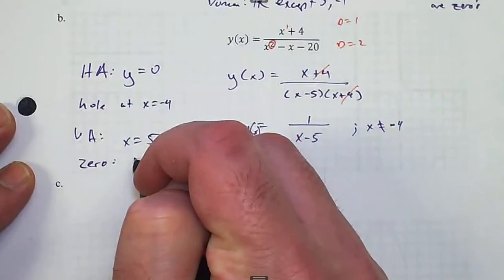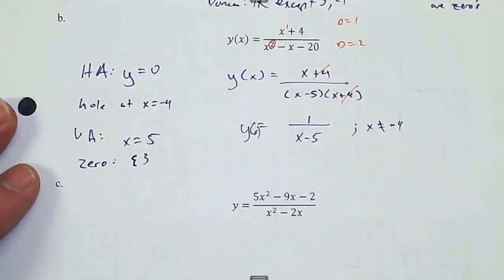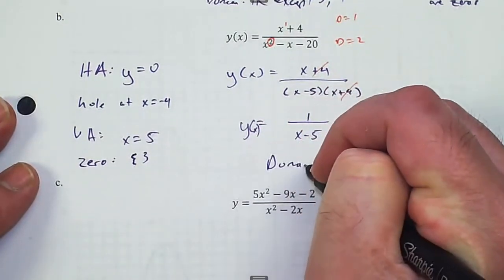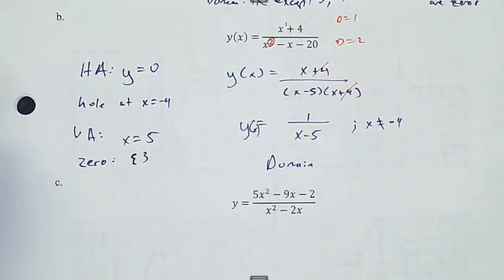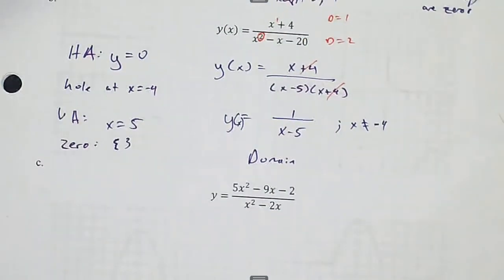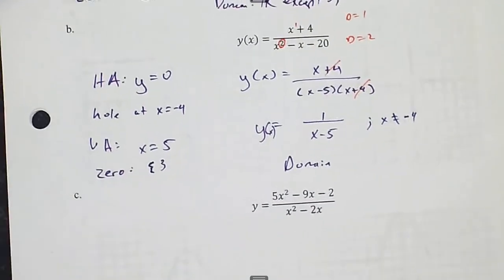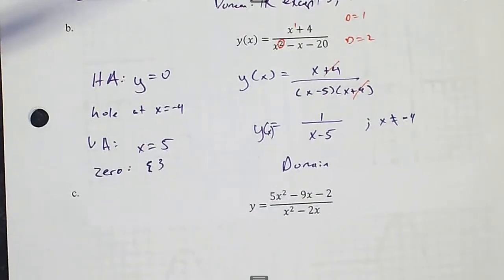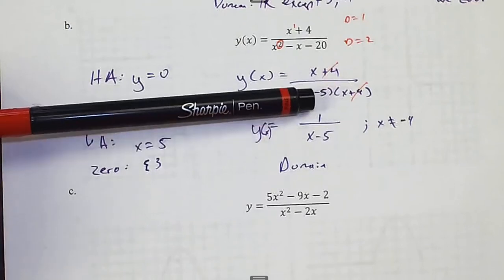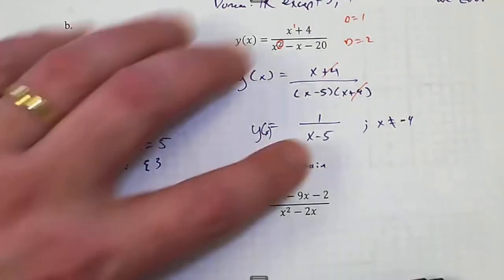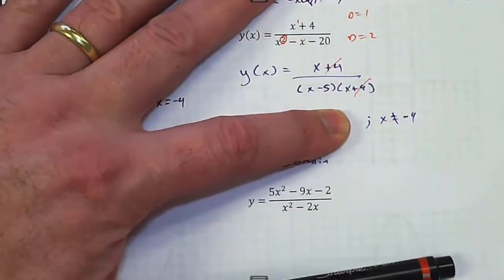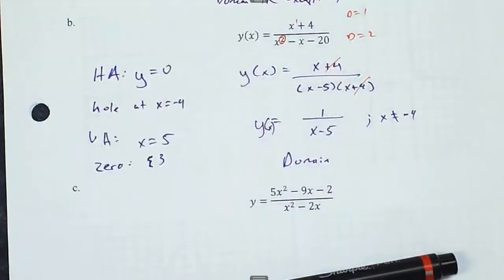So my zeros are the empty set. Wait, I'm so sorry, go ahead. Why don't we have any zeros? Like, how do we get zeros? It's the zeros of the top. So if you try to set 1 equal to 0, you can't. No solution. Okay.